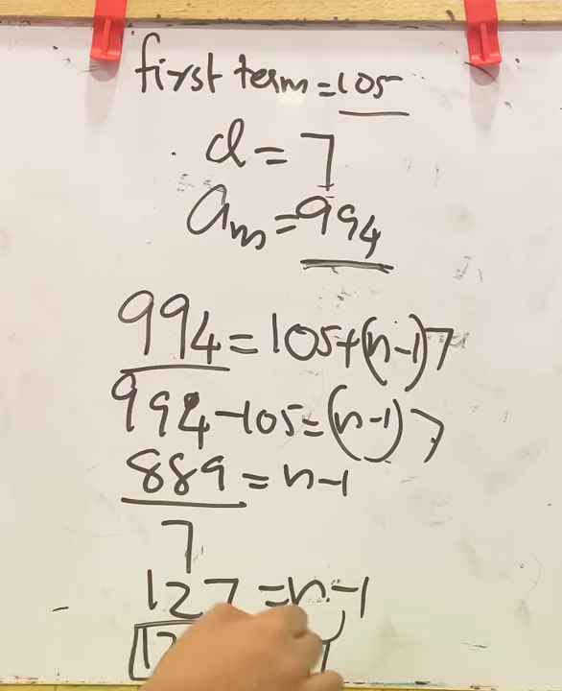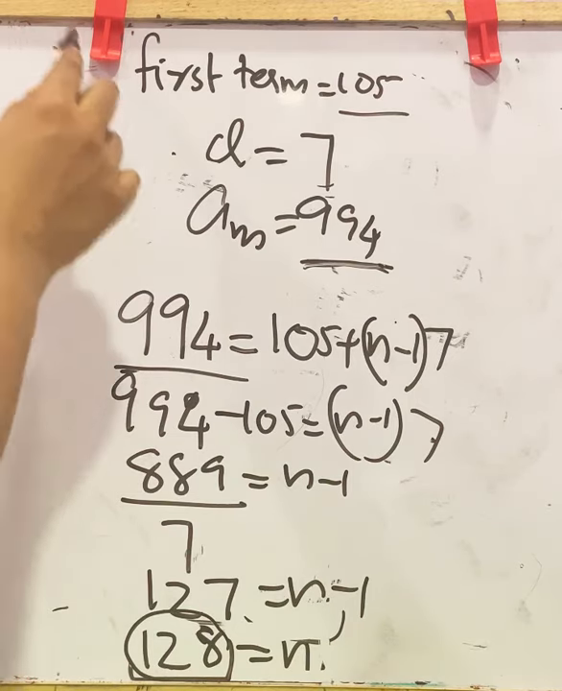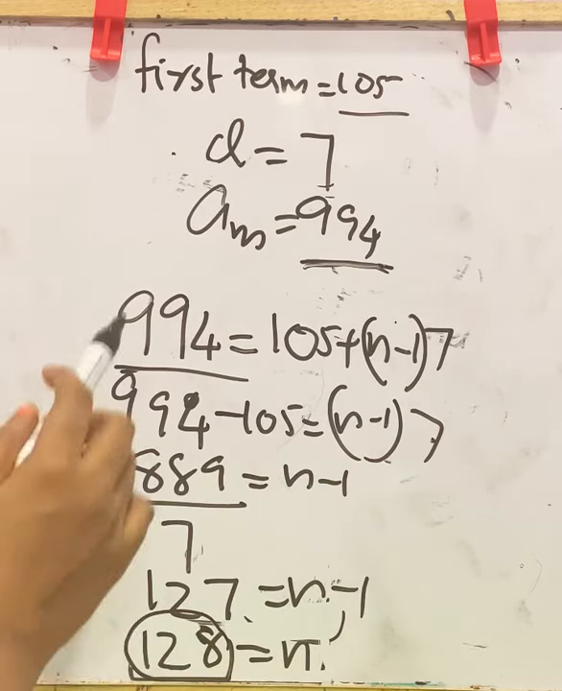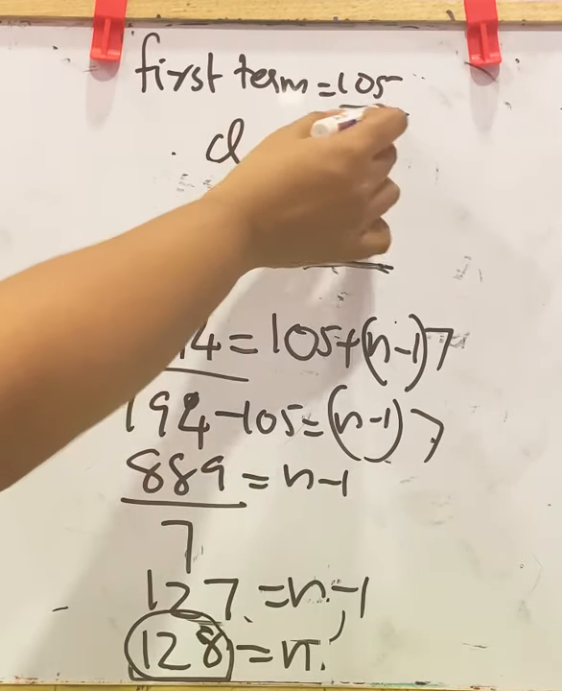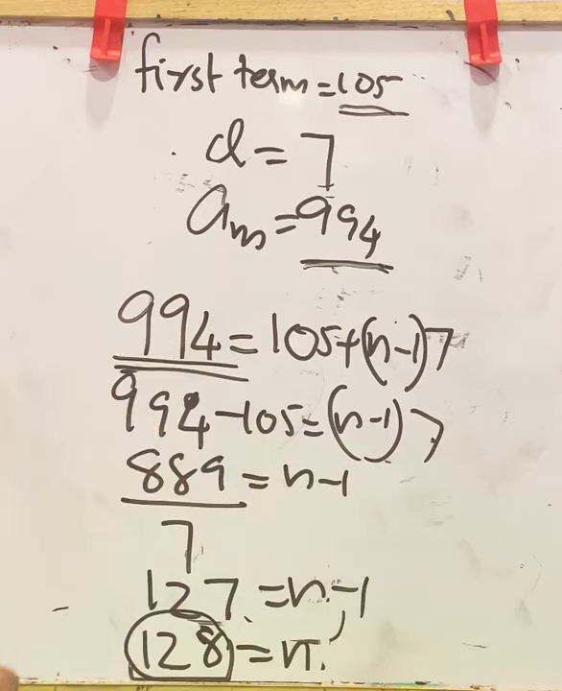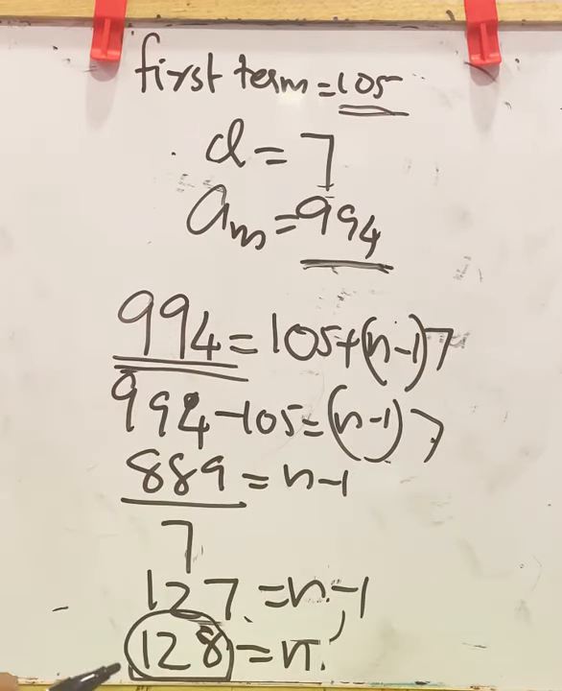The Nth term is 994. It means this is the last term and it is the 128th term. So we can conclude that in this AP we have 128 terms, starting from 105 and ending in 994. 128 3-digit numbers are divisible by 7.